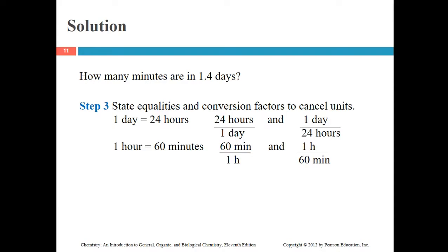So we have our different equalities. We know that 1 day is 24 hours. We can either write it as 24 hours over 1 day or vice versa. 1 hour is 60 minutes. We can either write it as 60 minutes over 1 hour or 1 hour over 60 minutes. However, there's only one right way to do it in this problem. So let's see what that is.